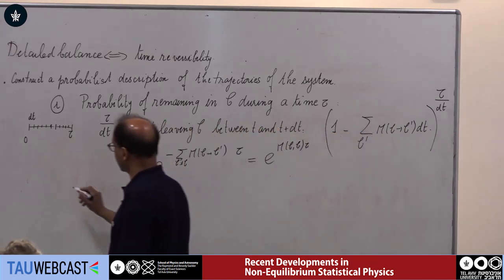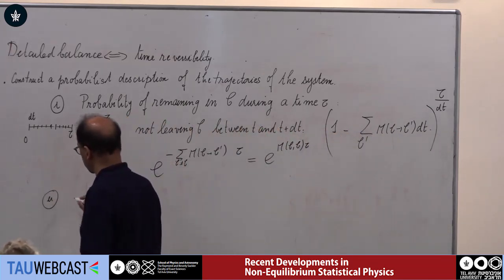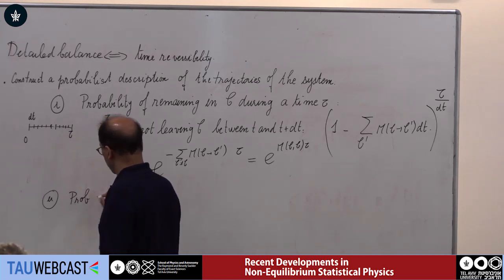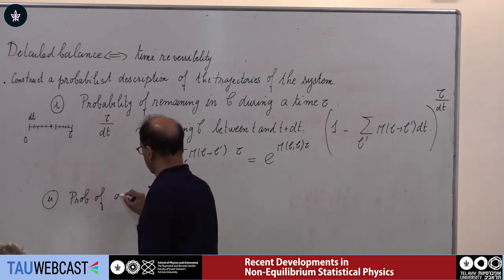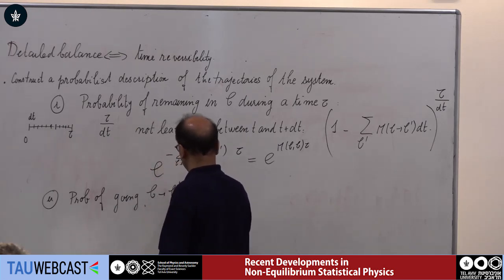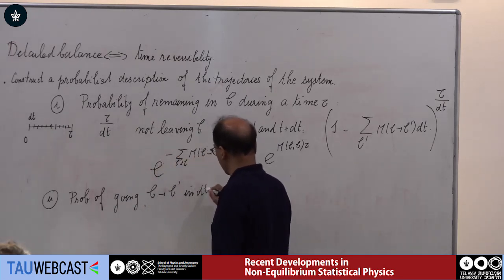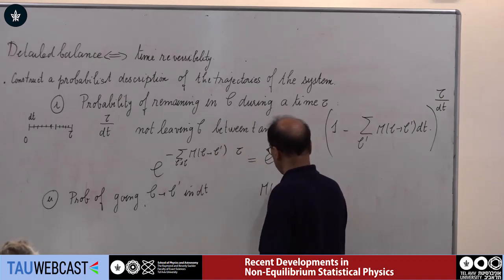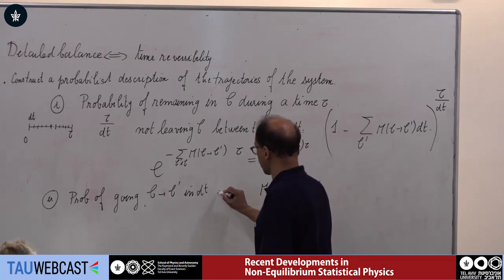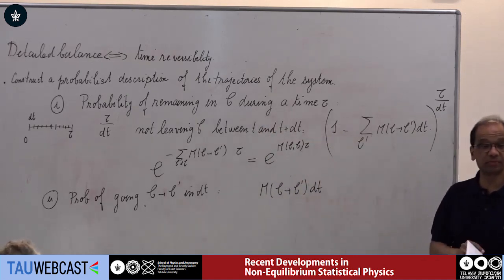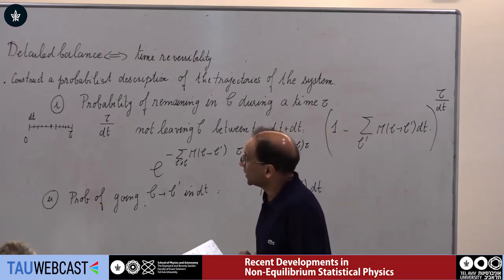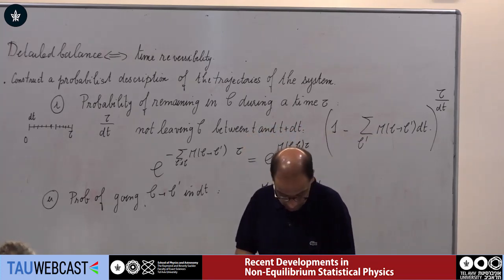That's the first point. The second point, which is trivial, is in the definition. What is the probability of going from C to C prime in dt? Well, by definition of my Markov process, it's M of C to C prime dt. Okay? So now I will consider a history of my system.